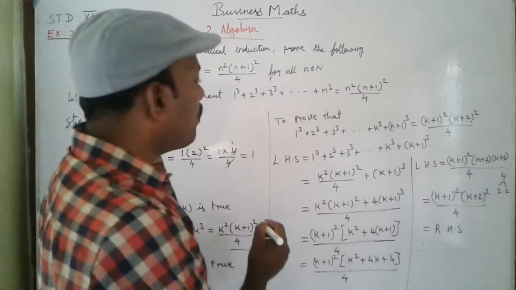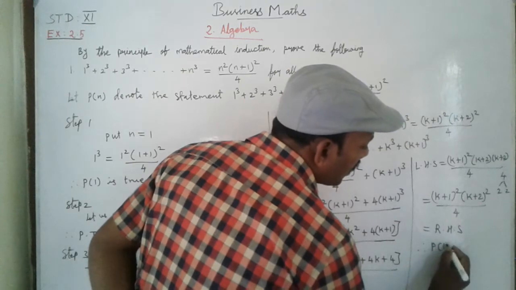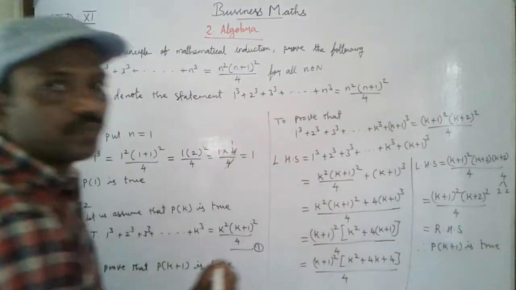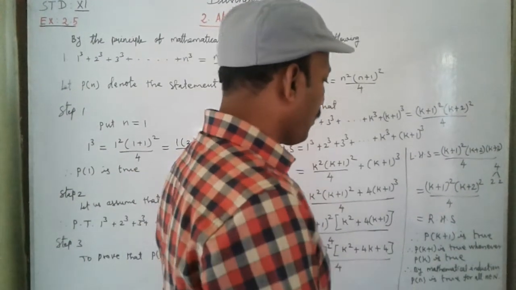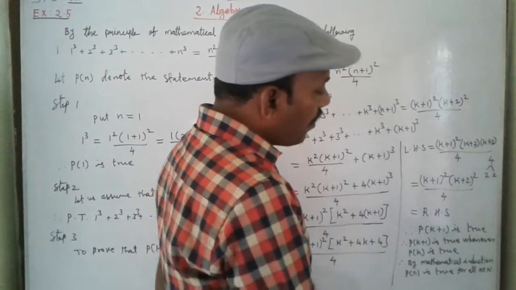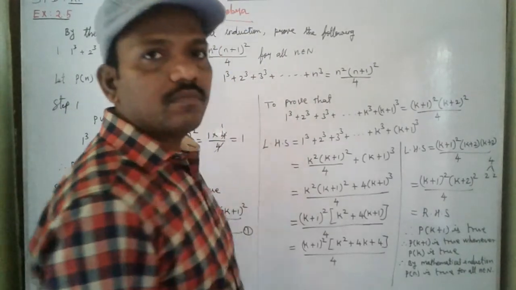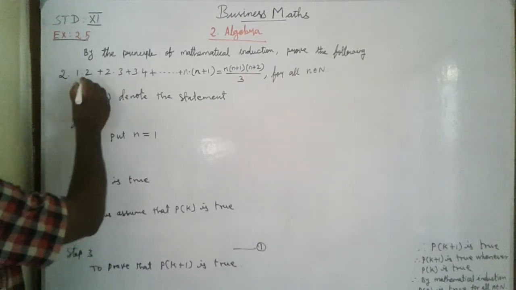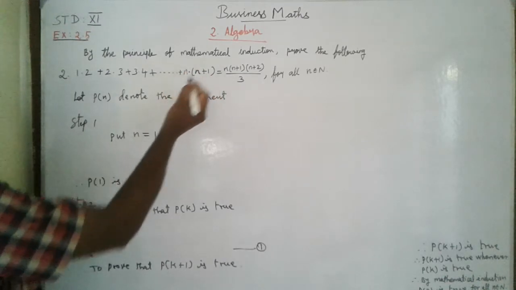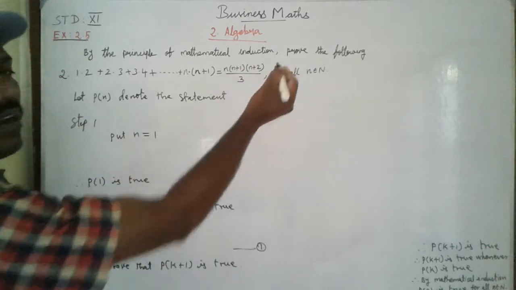Therefore P(k+1) is true. P(k+1) is true whenever P(k) is true. By the mathematical induction, P(n) is true for all n belongs to N. That's all. Second sum: 1 into 2 plus 2 into 3 plus 3 into 4 plus and so on, plus n into (n+1), equal to n(n+1)(n+2) divided by 3 for all n belongs to N.